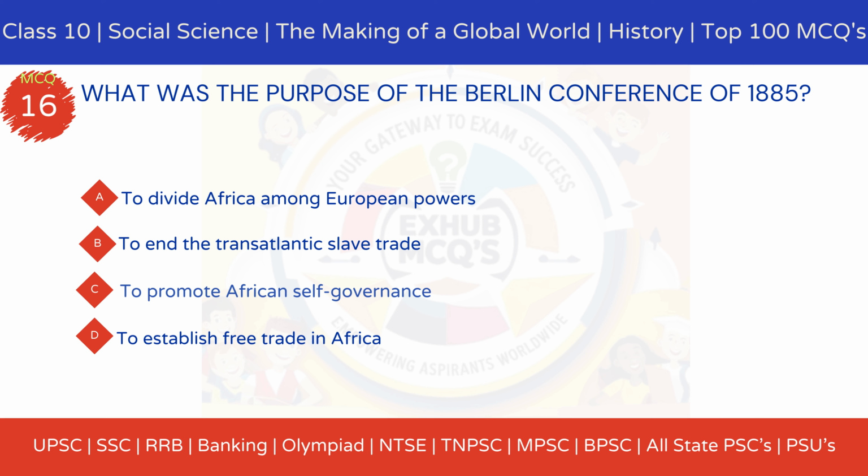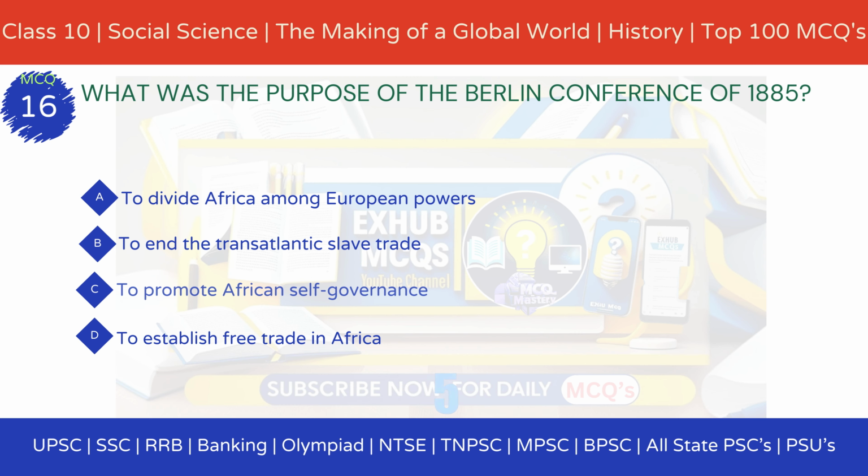MCQ 16. What was the purpose of the Berlin Conference of 1885? Option A, to divide Africa among European powers. Option B, to end the transatlantic slave trade. Option C, to promote African self-governance. Option D, to establish free trade in Africa.